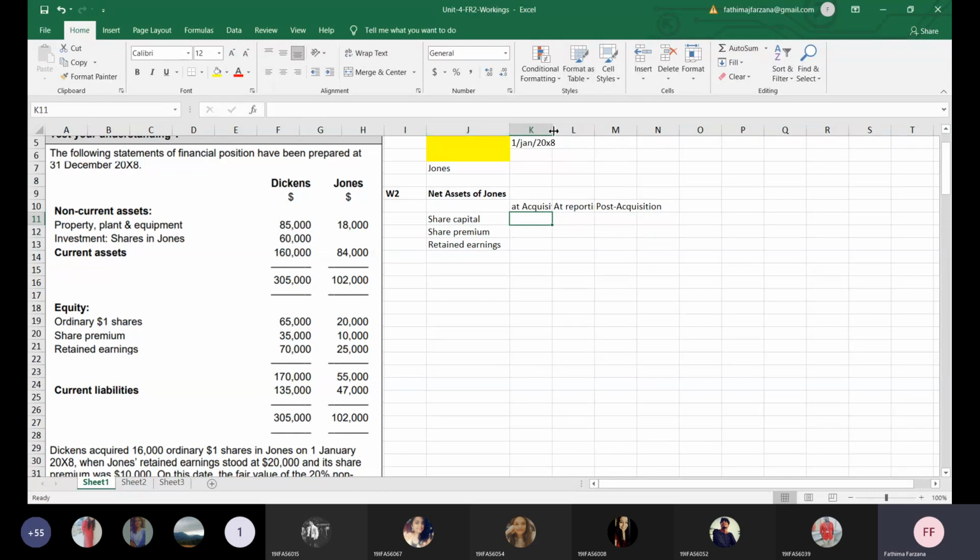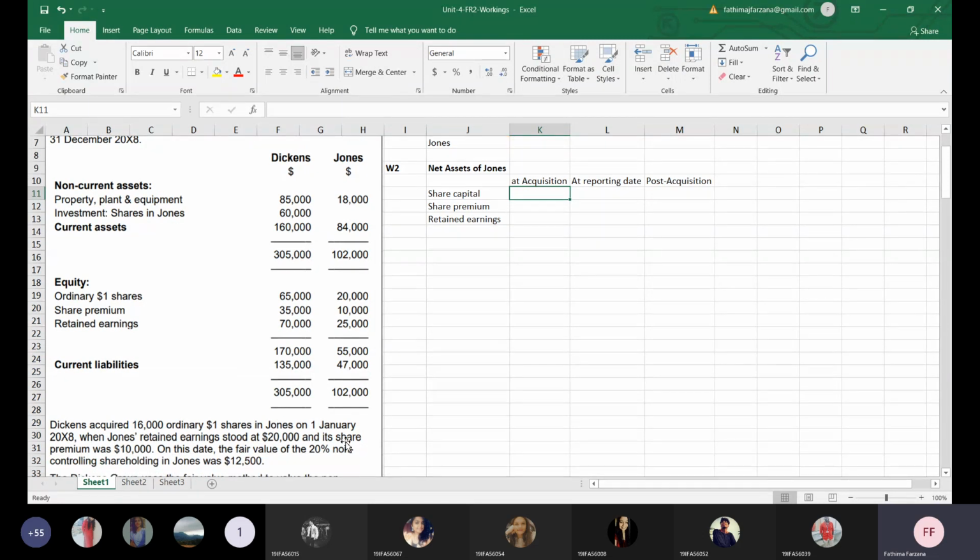At acquisition means it is on 1st Jan 2008. What is Jones's value? You have to read the information given here, the adjustment below the balance sheet. Dickens acquired 16,000 ordinary shares of $1 in Jones on 1st Jan when Jones retained earnings stood at 20,000. This is 20,000 and this is 25,000. Why is it differing? Because 25,000 is the year-end balance, 31st December. In the beginning, it's 20,000 only.